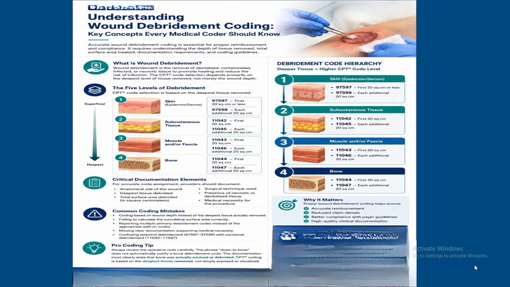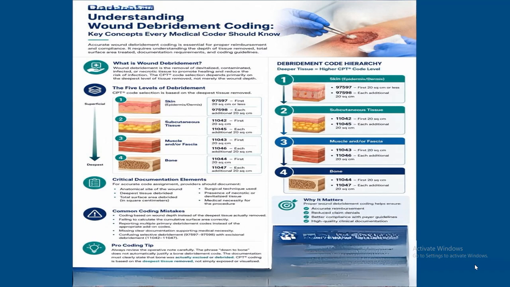What are the common debridement coding mistakes? The first is coding based on wound depth instead of the deepest tissue actually removed. The next mistake is conversion of centimeters to square centimeters. If you don't know how to convert centimeters to square centimeters, please mention it in the comment section of this video. I will create one more video related to that.